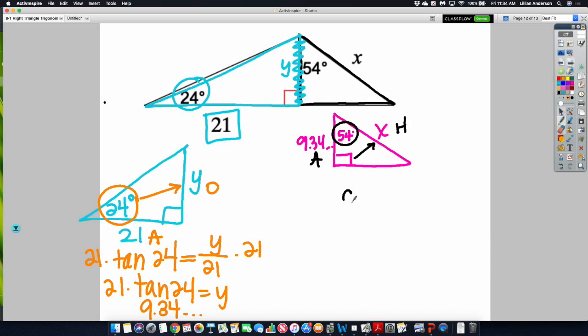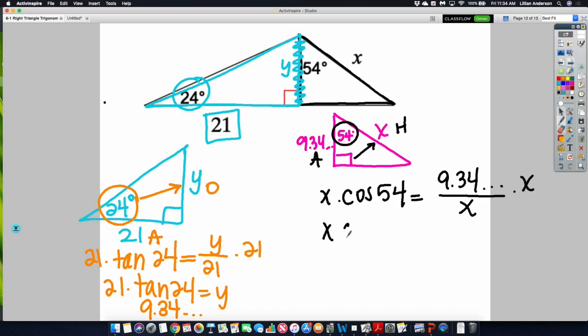Adjacent and hypotenuse is cosine. So I'm going to set up my equation as the cosine of 54 degrees equals my adjacent side over x, my hypotenuse. To solve for x, I'm going to multiply both sides by x to get it out of the denominator.